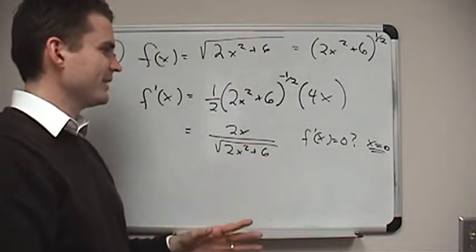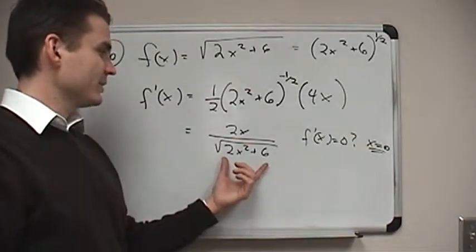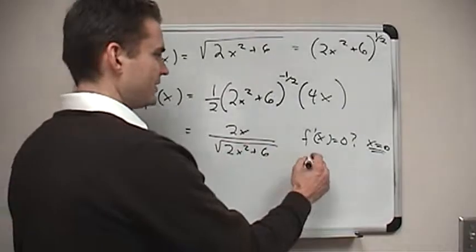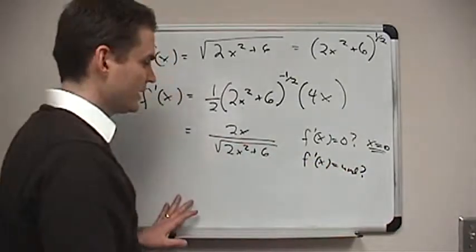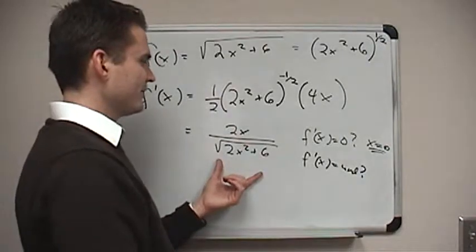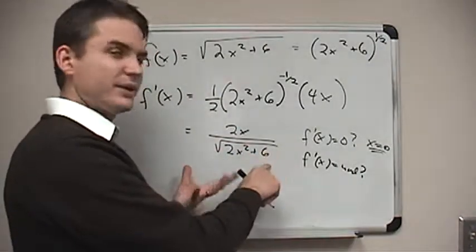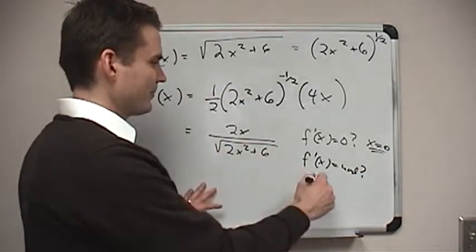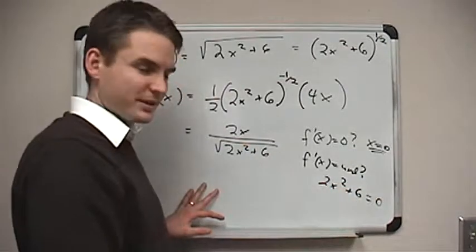Okay, well, we can also have a critical number whenever a function's undefined. So we could have a critical number whenever the denominator is 0. Okay. So is the derivative here ever undefined? That's the next question. Well, that's only going to happen if one of two things: either the square root doesn't make sense because this is negative, or if this is ever equal to 0. Okay. So what about this? Is 2x squared plus 6 ever equal to 0?